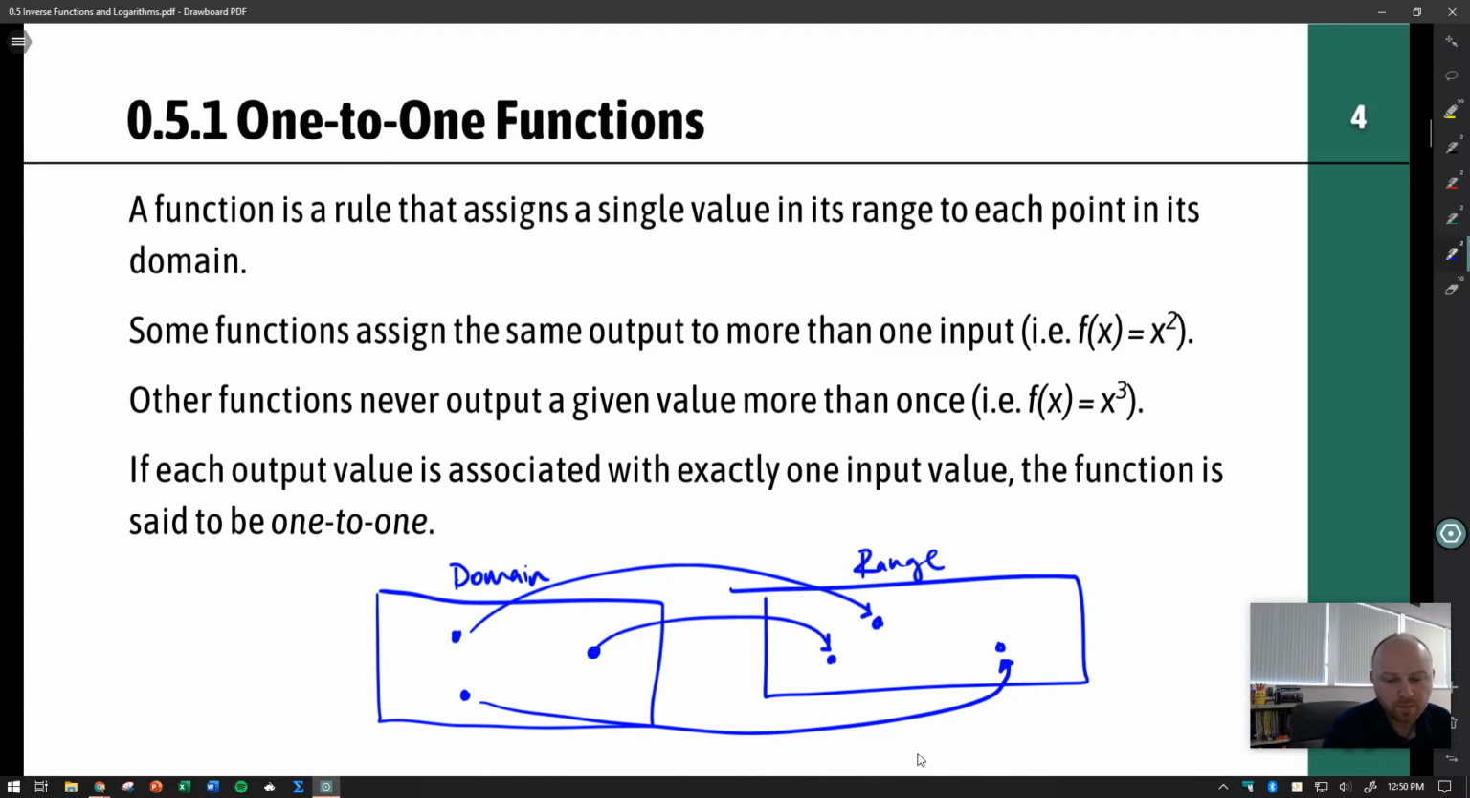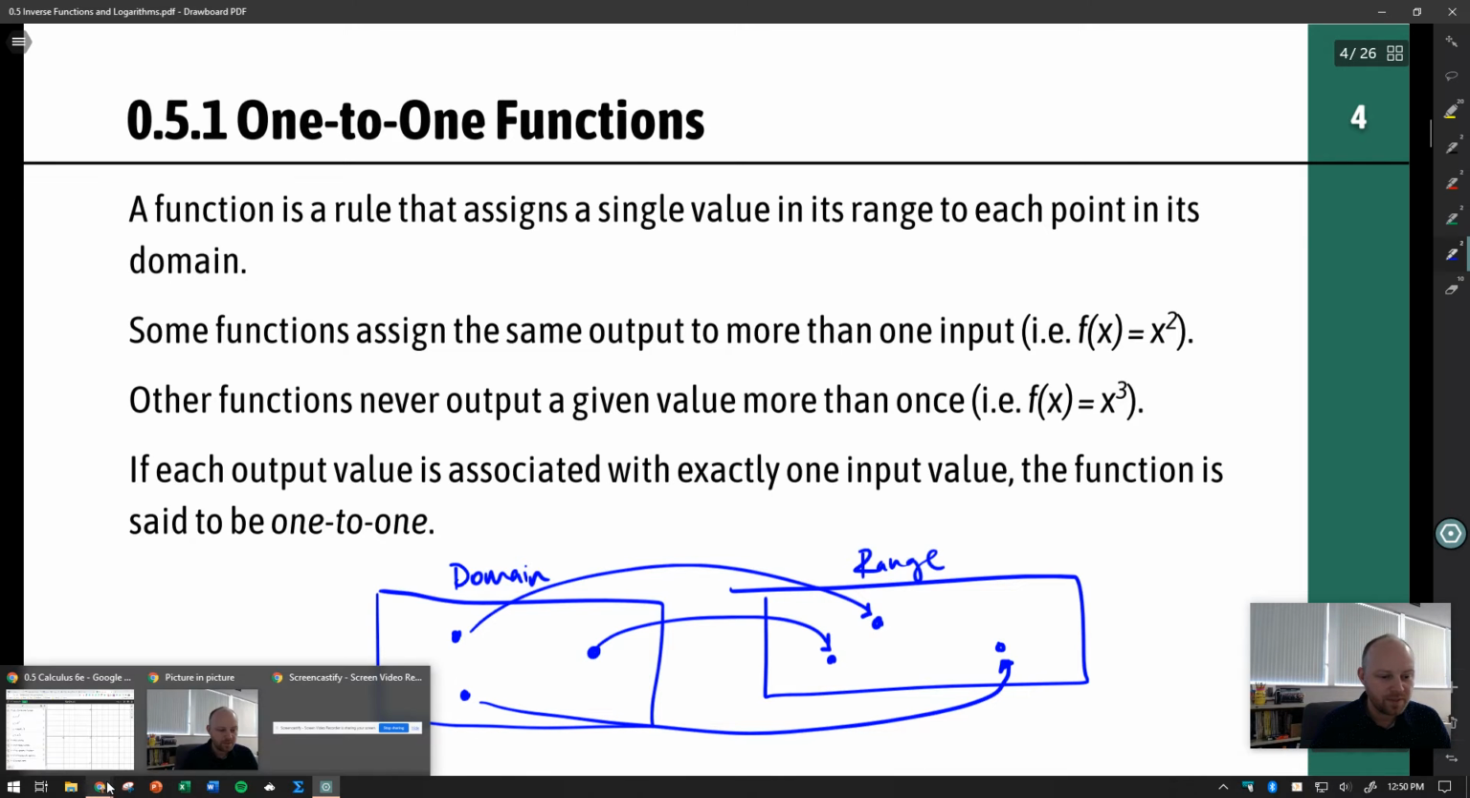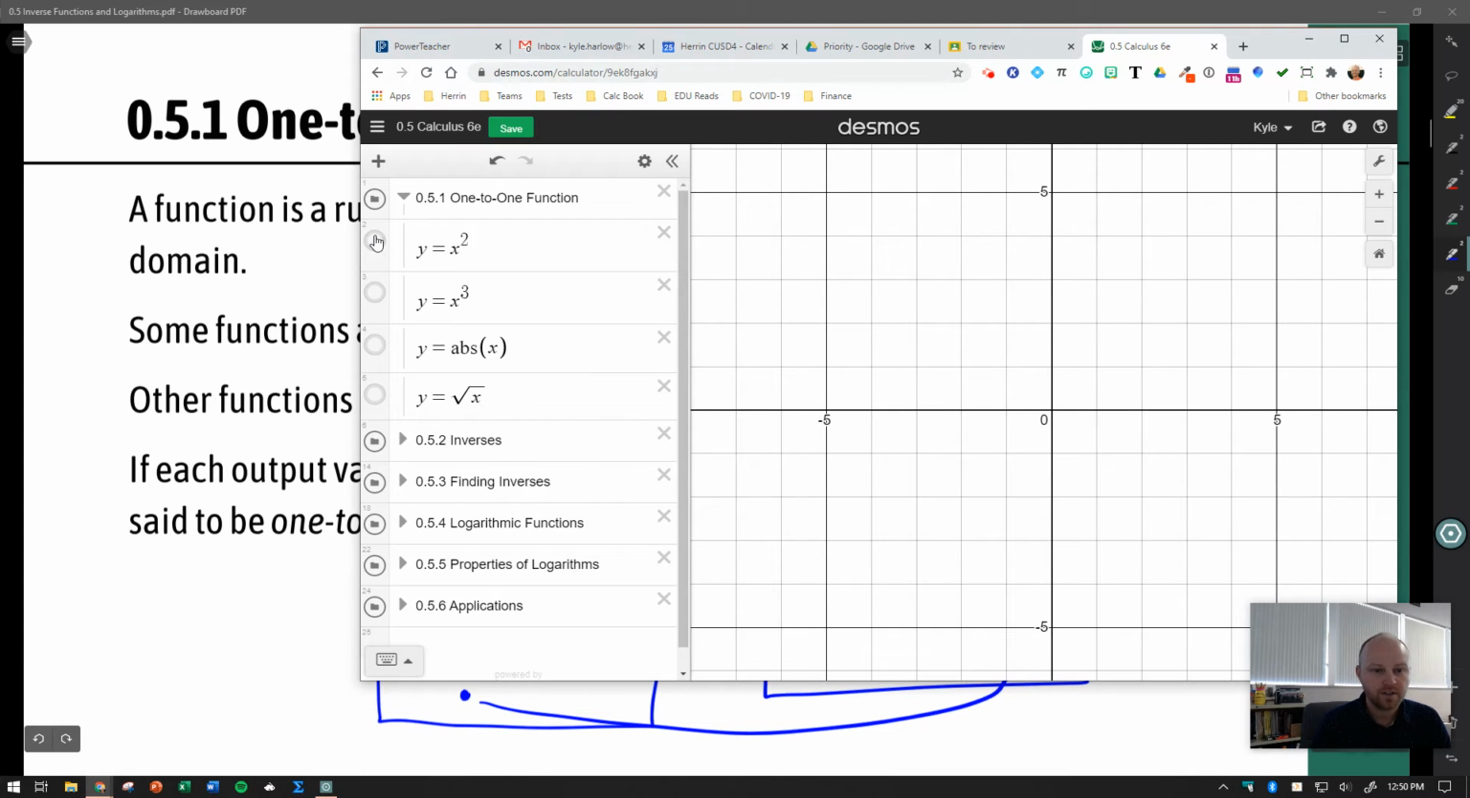Okay, so we have this idea that some functions assign the same output to more than one input. For instance, f of x is x squared, and other functions never output a given value more than once, such as x cubed. So let's take a look at Desmos and see the difference between those two functions. So x squared and x cubed.